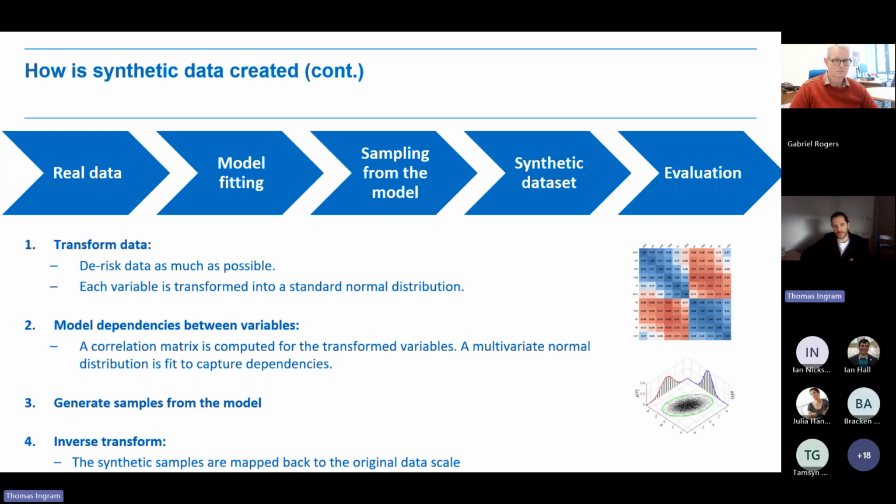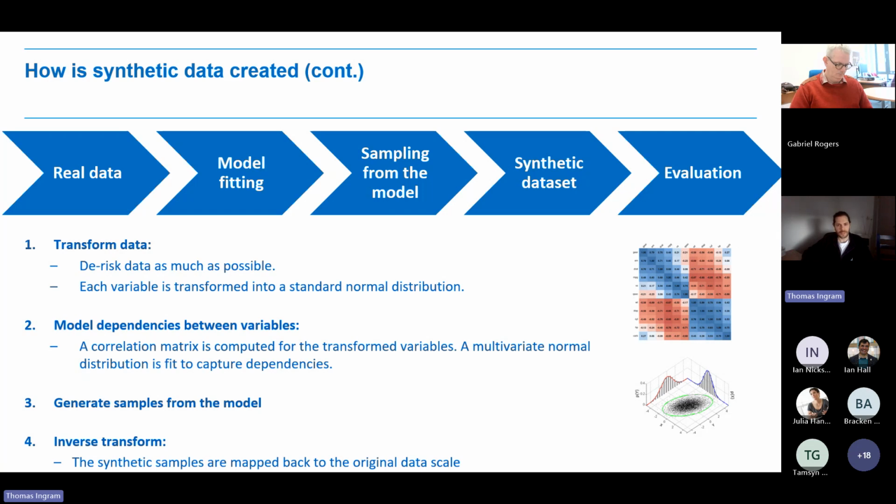The first point I make there is that you de-risk the data as much as possible. When you're creating synthetic data, two things need to be borne in mind. One is that you minimize the data as much as possible. If there's anything in there that isn't required, so a person's name or a person's NHS number, you just strip them out straight away. They're not required.